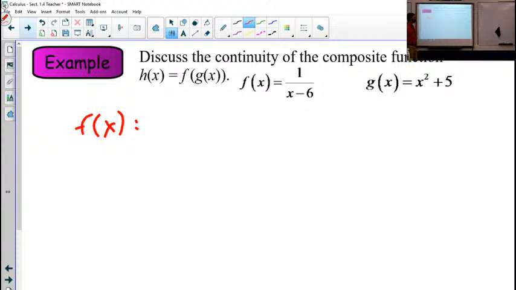Any problems with f? Any discontinuities? Yes, at 6. And is it removable or non-removable? Non-removable. Ignore the fact that I started to write removable without thinking. It's non-removable at x equals 6.